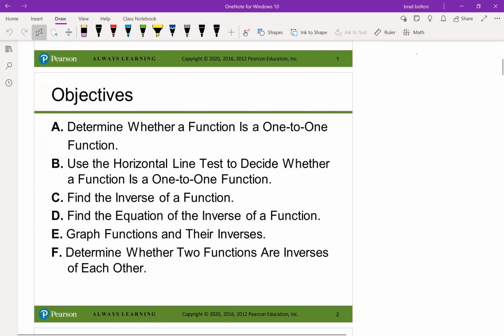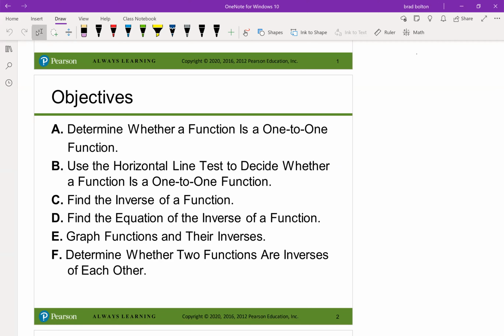So here's what we're going to try to talk about. Determine whether a function is a one-to-one function. Use the horizontal line test to decide whether a function is a one-to-one function. So we know that the vertical line test can test if something is a function or not. Now we're going to learn that the horizontal test can tell us if something is one-to-one. Find the inverse of a function, find an equation of the inverse of a function, graph a function and its inverse, and determine whether two functions are inverses.